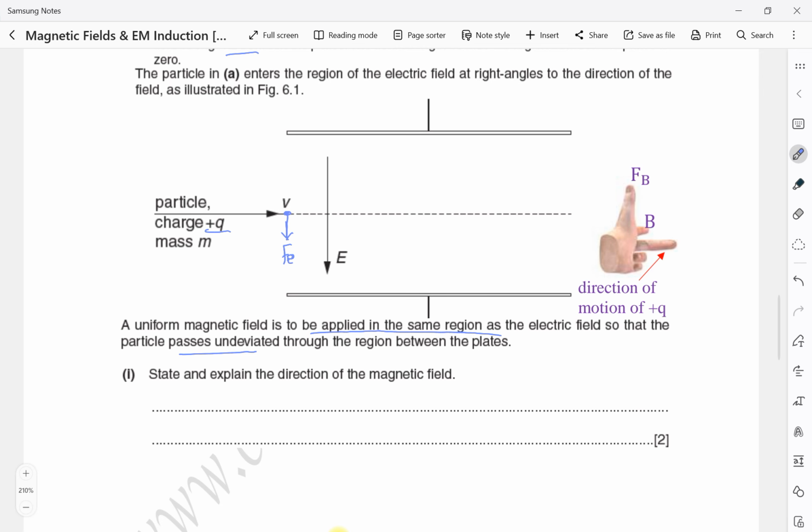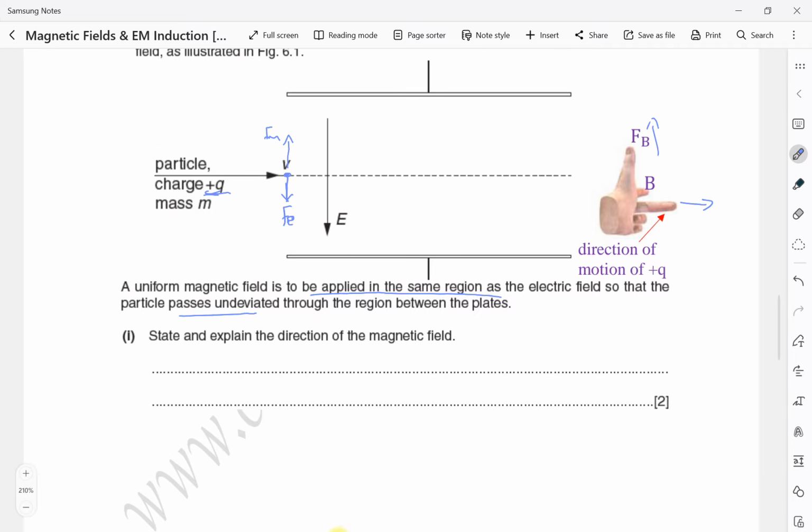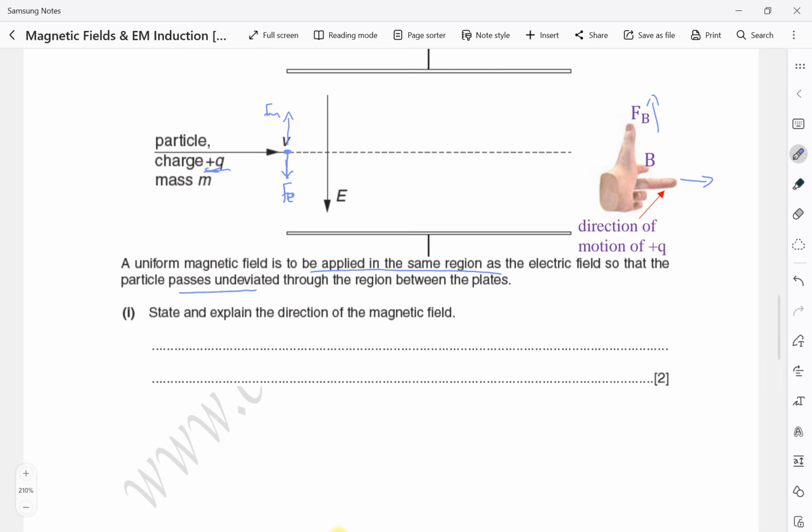So because the electric force is downwards, for no deviation, the magnetic force should be upwards. They should be equal but opposite. And then using Fleming's left-hand rule, for the positively charged particle, the second finger points in the direction of the particle, the thumb points in the direction of the magnetic force. You notice that the first finger will point into the page, or into the plane of the page. Therefore, I'll simply say that the force due to the magnetic field must be upwards. I think this is the third time I'm answering a similar question.